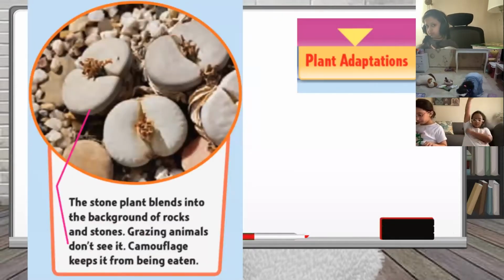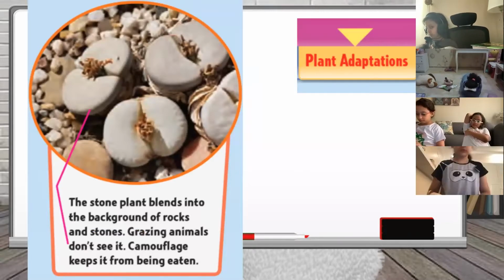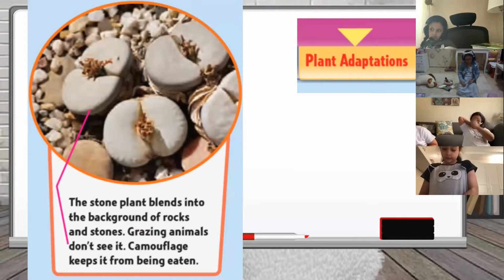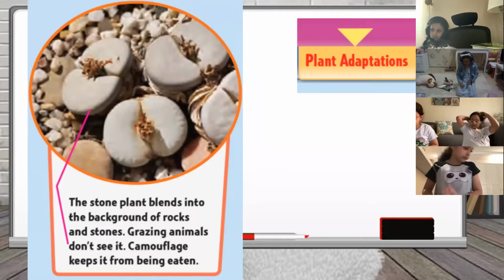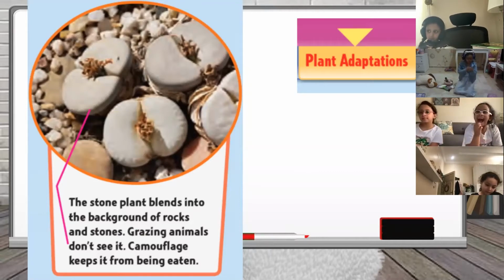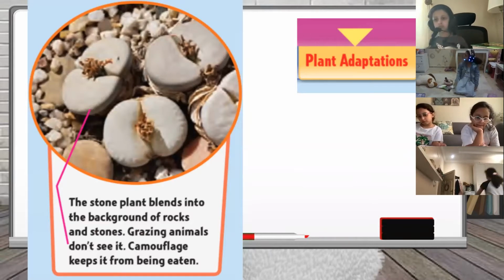Also this plant, this is a stone plant. You think that they are a stone, but they are not a stone. They are camouflaged. How are they camouflaged? Because they look like the environment. They blend in with the environment they are in. Okay, guys? Okay. So now we know all about mimicry and camouflage.